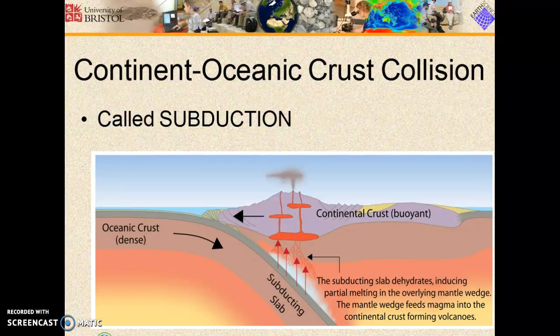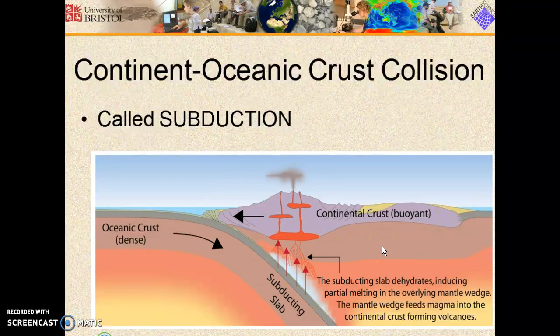When we have continental and oceanic crust, we have something different. Oceanic crust is more dense, and we've talked about before that density has to do with how things float. So since that oceanic crust is more dense, it's going to go below, and the continental crust is going to go above. As it goes down, this rock starts to melt, and as it melts, it becomes less dense and wants to rise up to the top. This is where we create volcanoes.